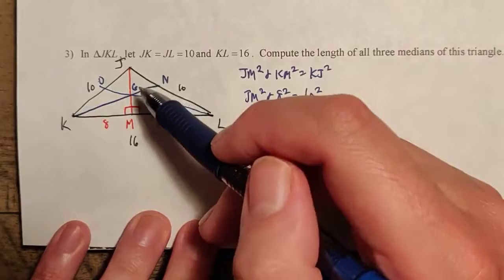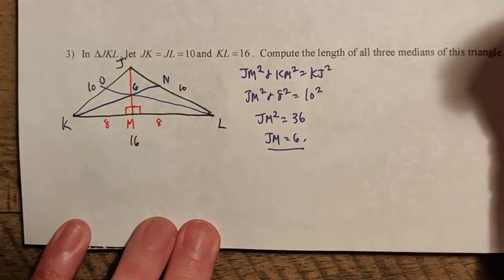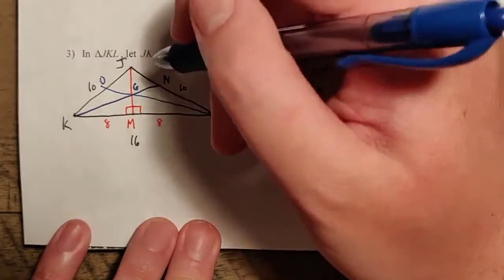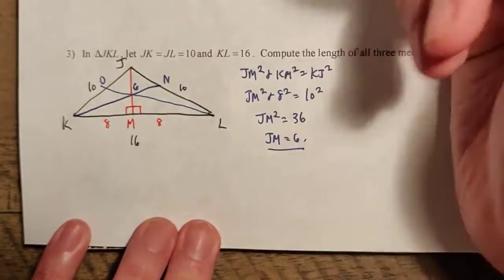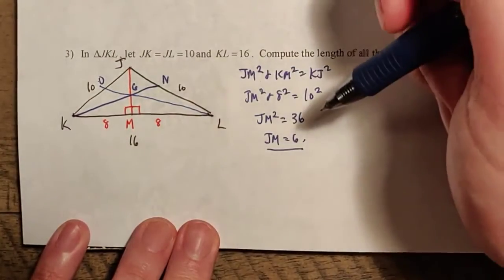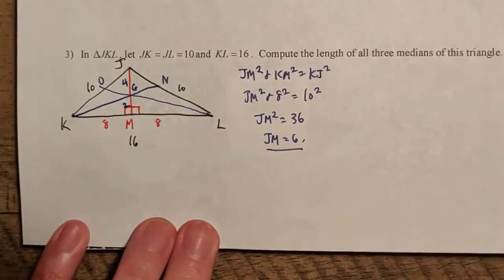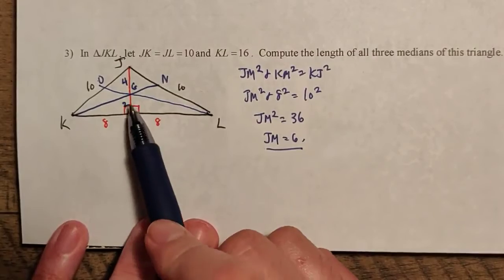If we know JM is 6, one of the properties of the median, as we remember, is that the centroid divides it into a 2-to-1 ratio. Therefore, JG and GM are in a 2-to-1 ratio. If you split 6 in a 2-to-1 ratio, that's 4 and 2. So JG is 4 and GM is 2. And that's actually really nice here because you can see GM is 2.